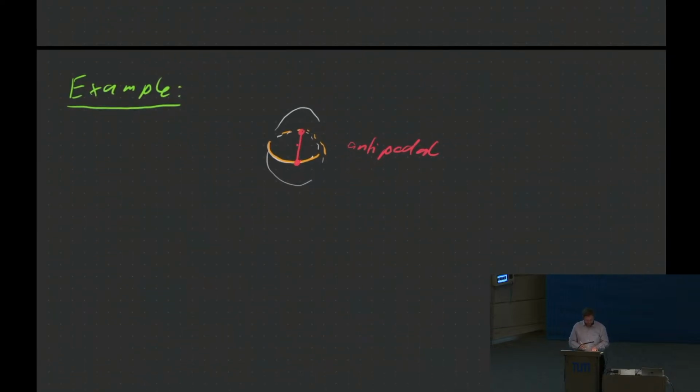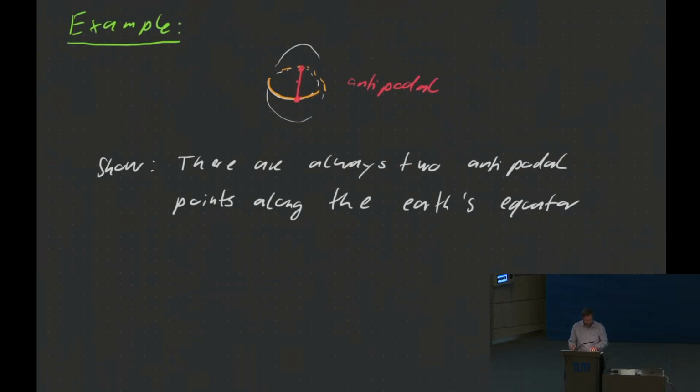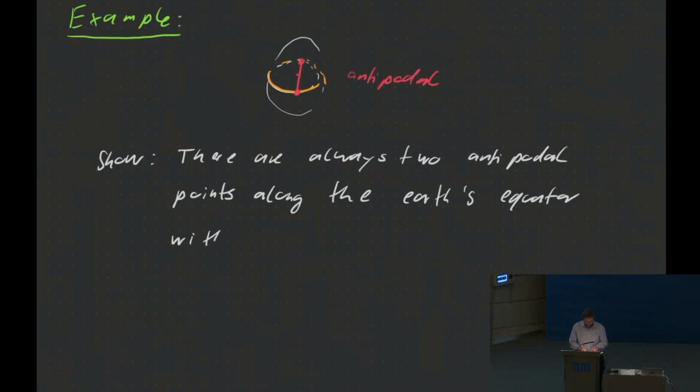So the problem is, show there are always two antipodal points along the Earth's equator, or any other line really, with equal temperature.